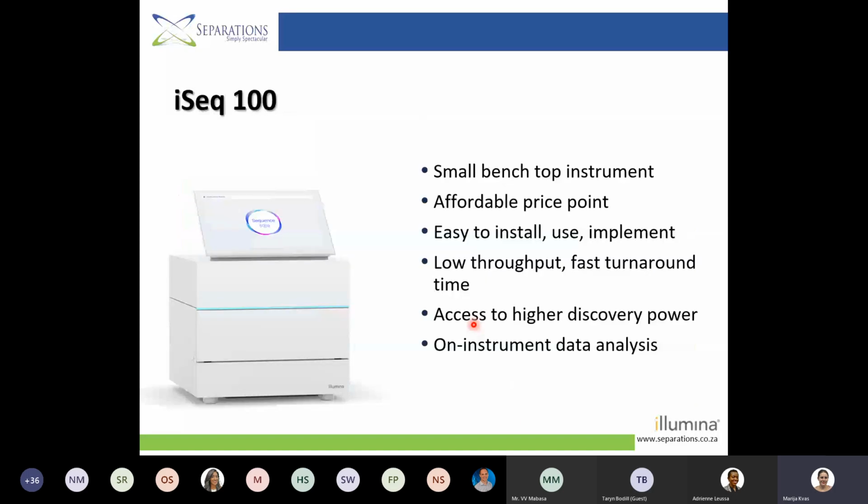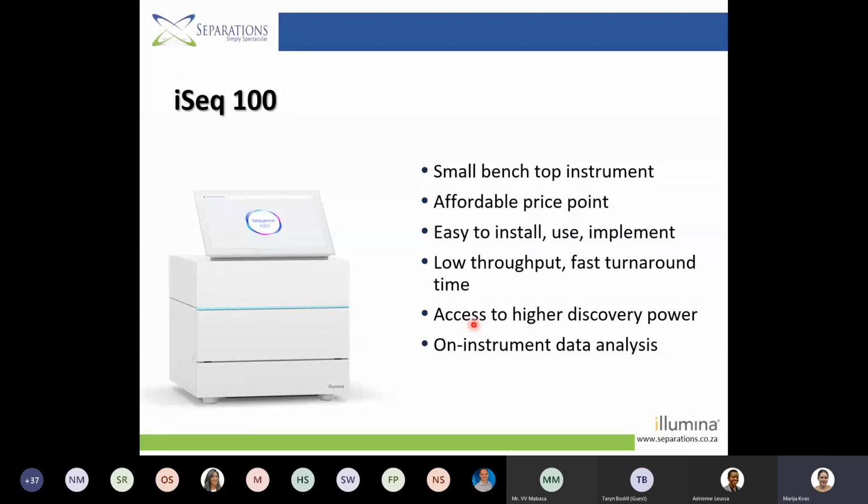So to start off with the iSeq, this is the smallest Illumina instrument available out there. It's a very affordable price point, and it's really easy to install, use, and implement. And it's a very good instrument for labs that have a low output of data but need fast turnaround time.